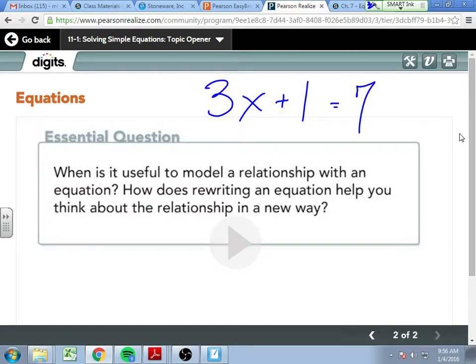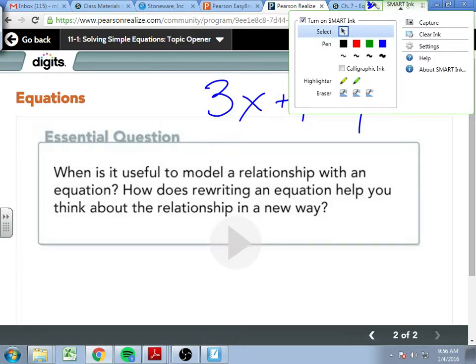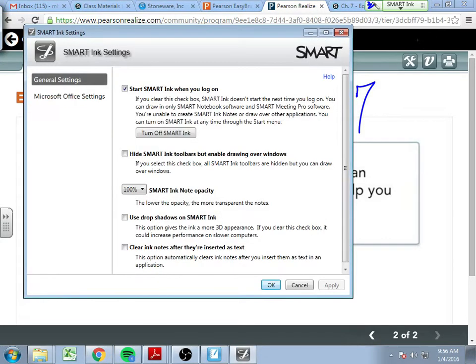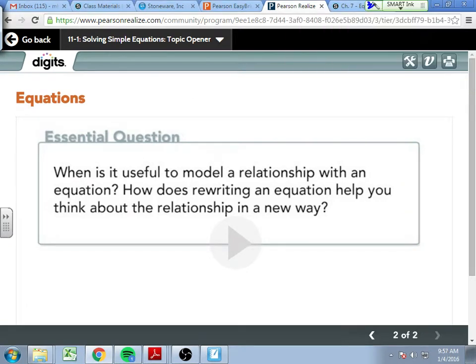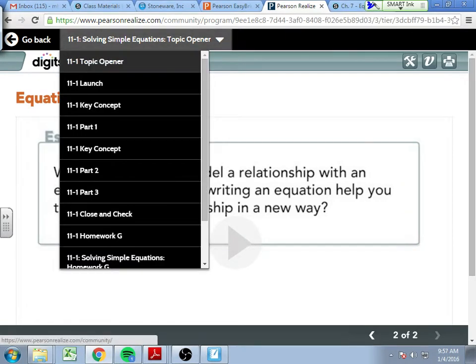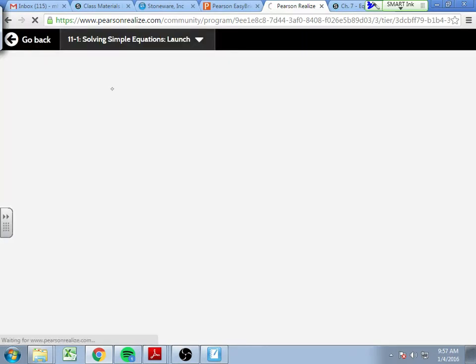If I now do that, what's x? 2. Because that's the only value that can go in here and make this true. So the big thing as we start to work with equations is we have to keep them true. We have to keep them agreeing with each other. And we do that through our properties of equality.